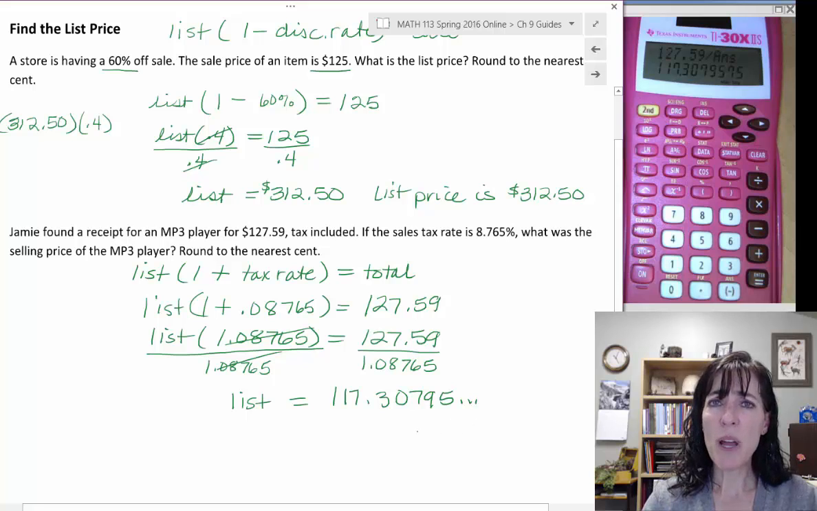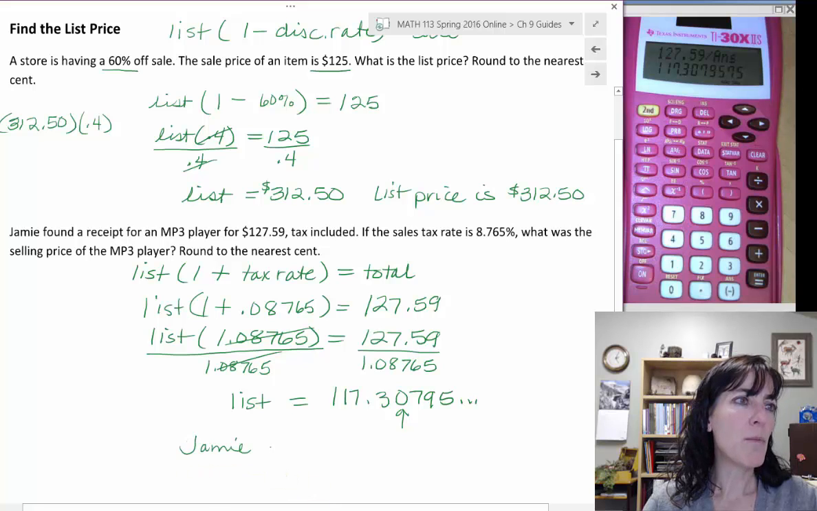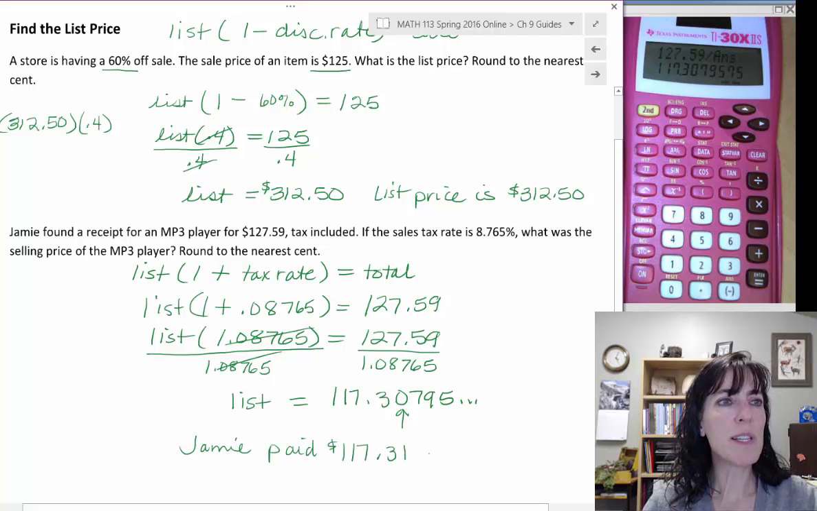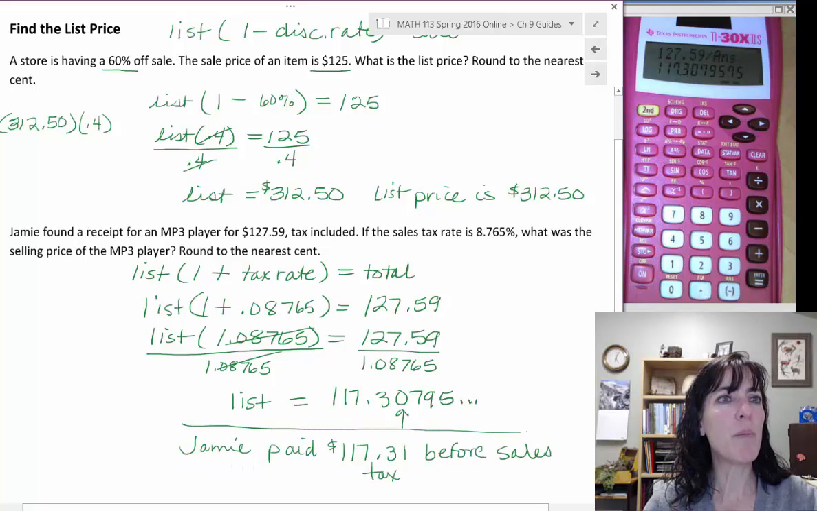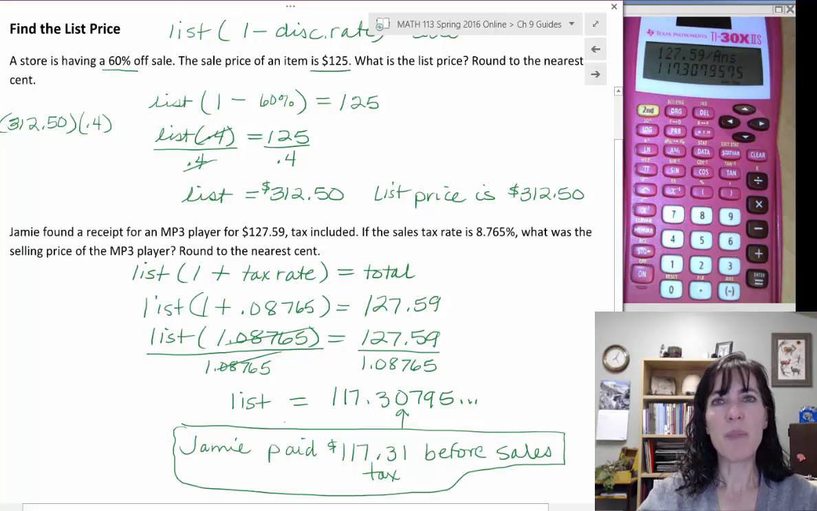Now this is money, so generally even if it didn't say, I would want to round it to the nearest cent, and that would be this position here, and since there's a 7 following, that's 5 or greater, so I will need to bump it up and say that Jamie paid $117.31 before sales tax. Okay, and we could put in what Jamie bought as well for the MP3 player.